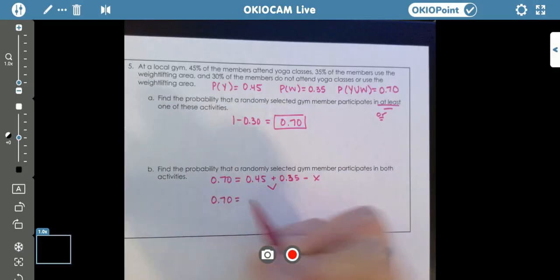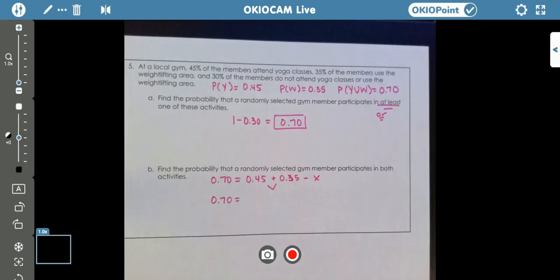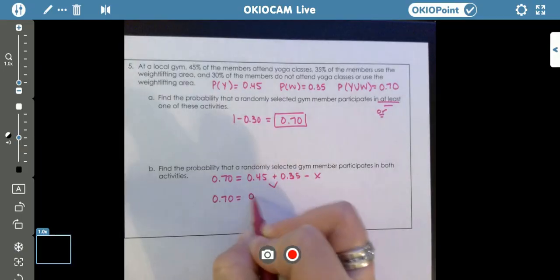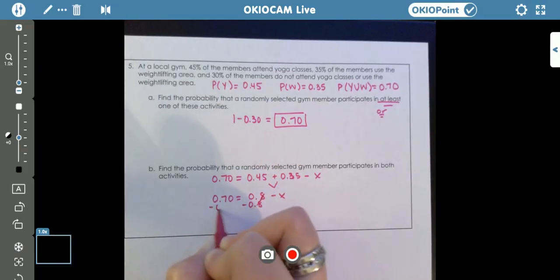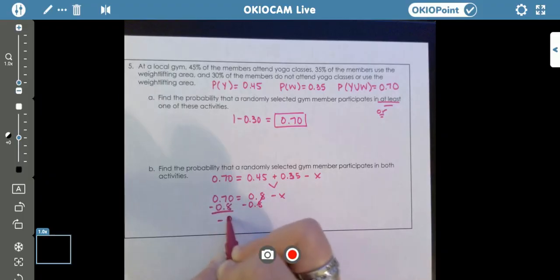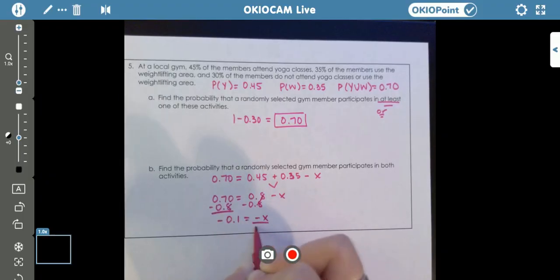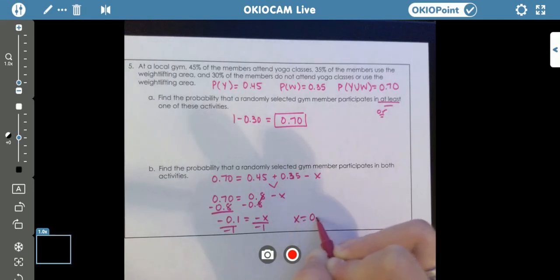All right, so let's see if we can add these together correctly this time. And when I do that, I get 0.8. Subtract the 0.8. I get -0.1 equals -X. Divide by -1. X equals 0.1.